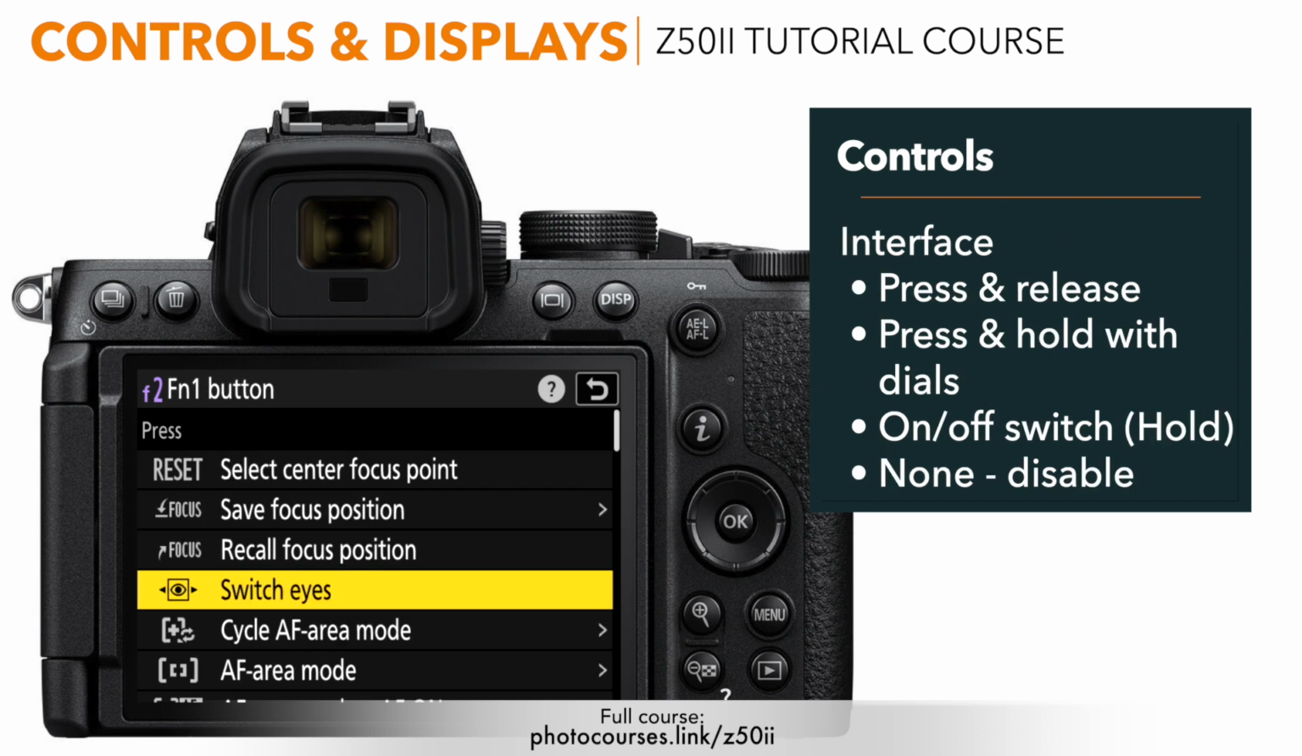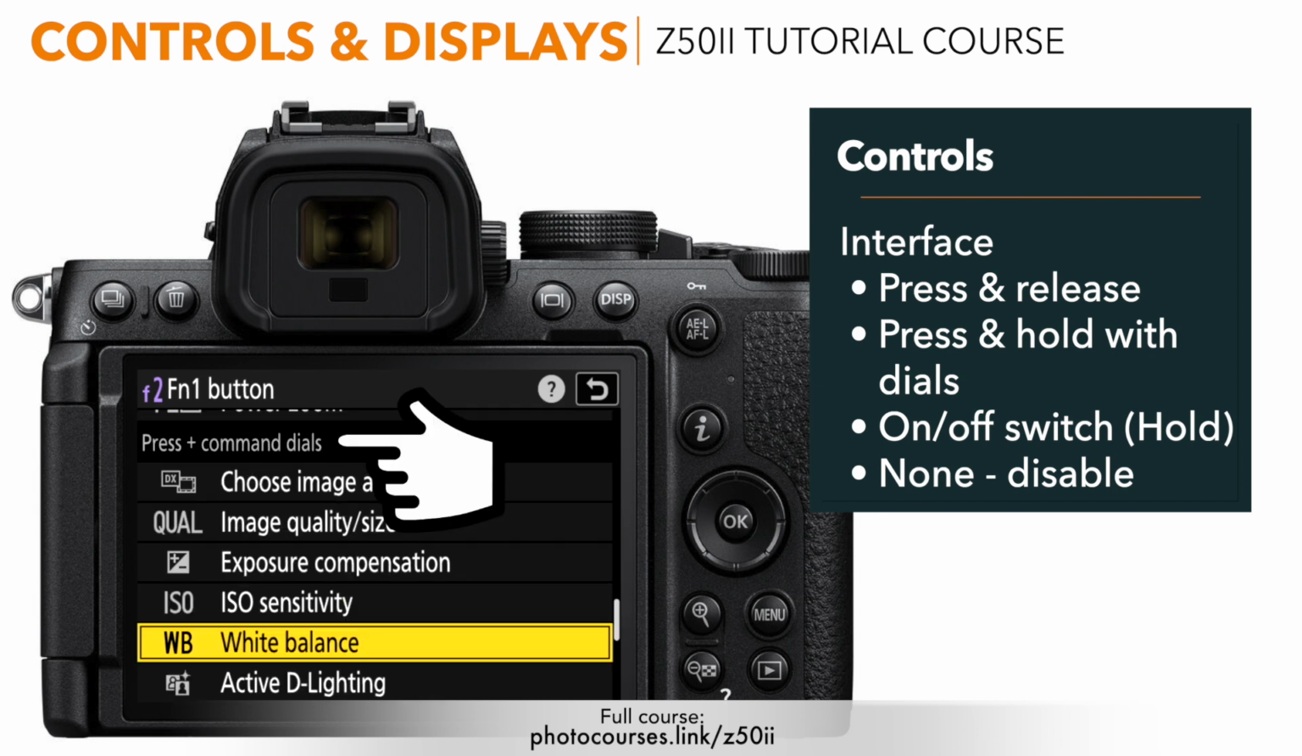And there are some things to note when programming your controls. Some functions act as a press and release button for that function, while others act as a press and hold, and then use the command dial to change that function, like white balance. You're going to press and hold that button, and then use the command dial to change your white balance. And these functions are grouped in the list, so you know which ones are press and release, and which ones are press and use the command dial.